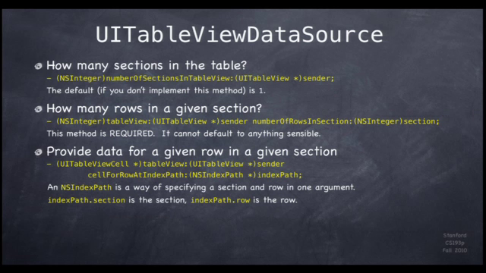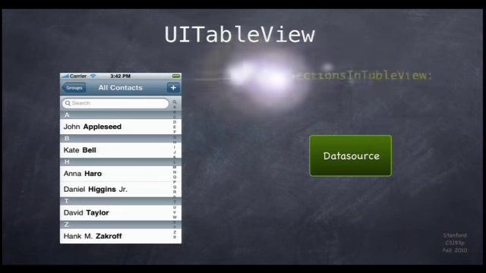You might ask, what's this NS index path thing? Well, NS index path is just an object that lets you specify the row and section in one argument. Okay, so it's an object that has a property called section, which is the section, and a property called row, which is the row. Okay, those methods are actually implemented as a category by UI table view, but you don't need to know any of that. Bottom line is, it's just passing you the section and row and asking you, please load up a cell and give it to me with all the information to display in that row.